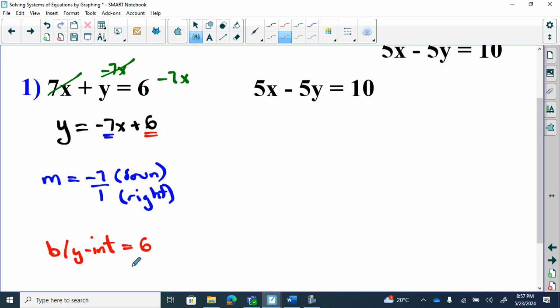As a point, remember, that's like writing 0, 6. So that means I don't go left or right. I actually go up 6 units.